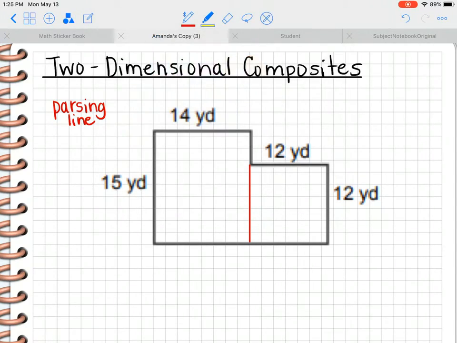Once you draw the parsing line, you can see that you have two different shapes here. This yellow one, and I probably will color all of these because I think that helps you visualize a little bit. Even though this is not to scale, this one is a square. And I found these problems on a free worksheet website. So I did not draw these myself. I would suspect that none of them are to scale. But this is a square.